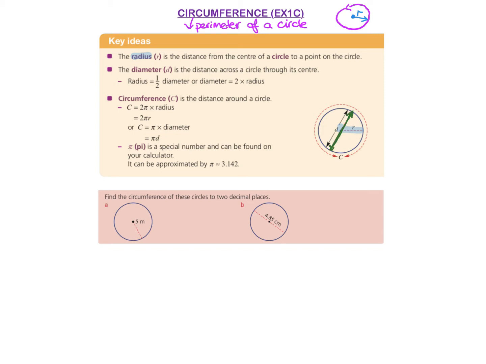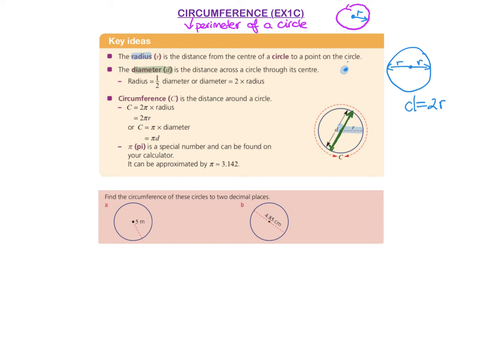That's the diameter. Okay? So essentially the diameter is made up of two radiuses, isn't it? If you had a circle and you went from the center that way, that would be one radius. If you went the other way, there's another. So that's how we can say the diameter is the same as two radiuses.